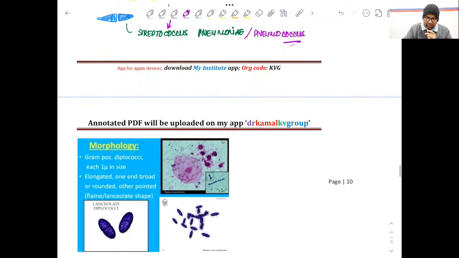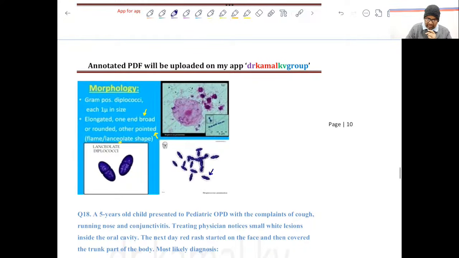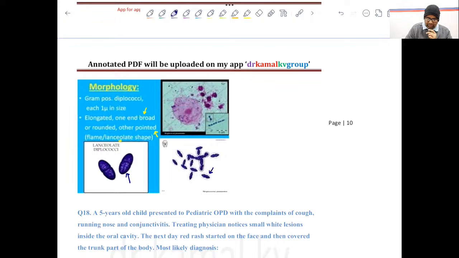Clear? So if we see here in the image, it's gram positive, of course, and one end is broad or rounded and other end is pointed. So this is known as the lanceolate or flame shape. So here we can see the organism with a lanceolate shape, also capsulated. Clear? So this is lanceolate, and the moment you get this particular description, the answer has to be pneumococcus.